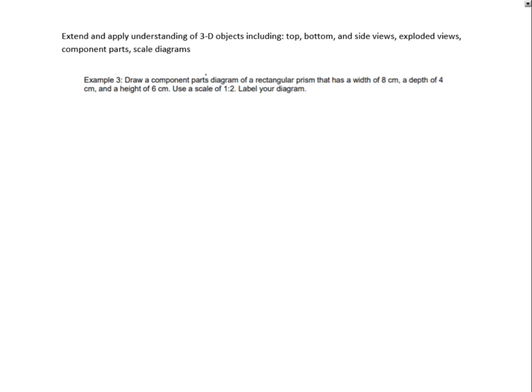Next example says, draw a component parts diagram of a rectangular prism that has a width of 8, a depth of 4, and a height of 6 using a scale of 1 to 2. So if I'm using a 1 to 2 scale, I'm going to convert all of my measurements by a half.